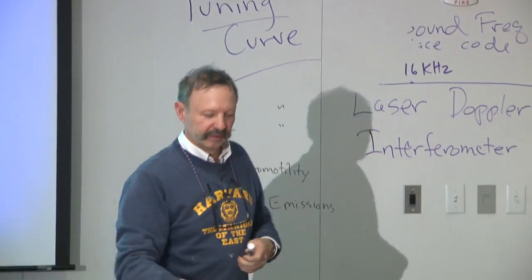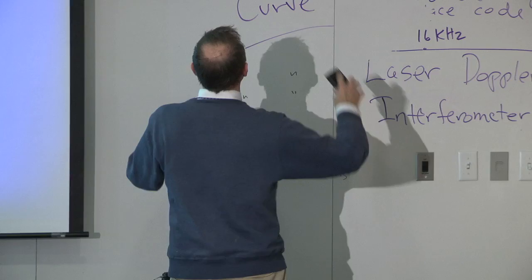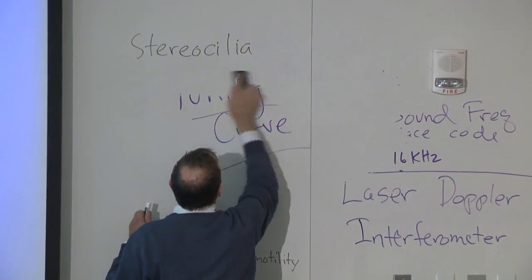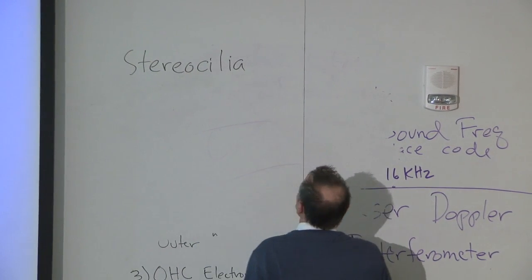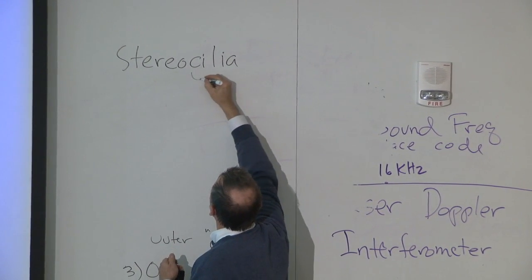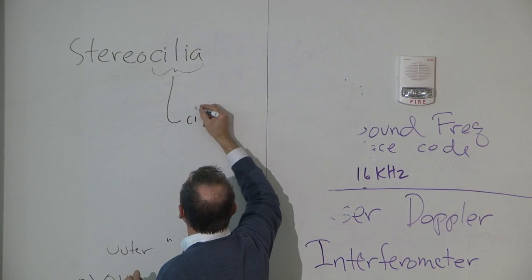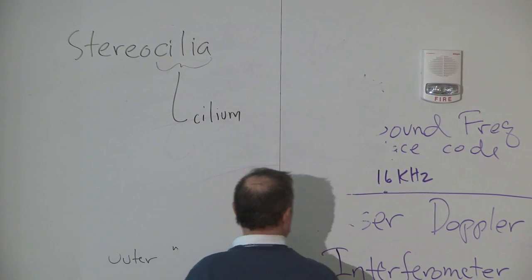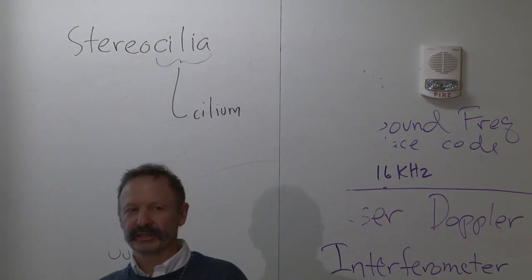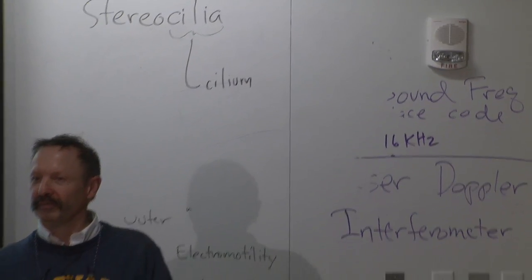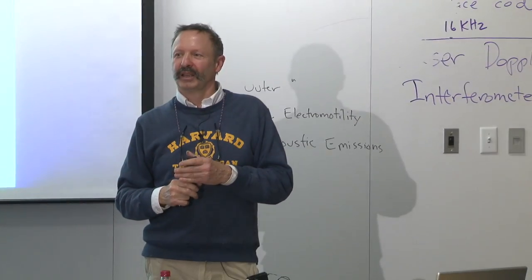And even that more proper term is kind of a misnomer because it has as part of it a cilium. But that's really a misnomer. What is the cilium on a cell? Does anybody know?